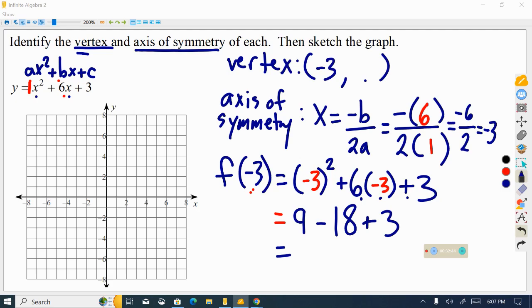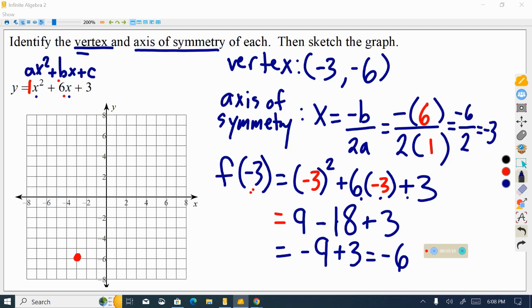So now let's just finish this calculation. 9 minus 18 is -9, and we can't forget to add 3. So -9 plus 3 is -6. And so now we found the y coordinate of the vertex, okay? So we'll go put that down. I'm going to go left 3, and then I'm going to go down 6, and that's my vertex. I'm going to erase all these other lines, right, and leave the vertex where I know it should go.